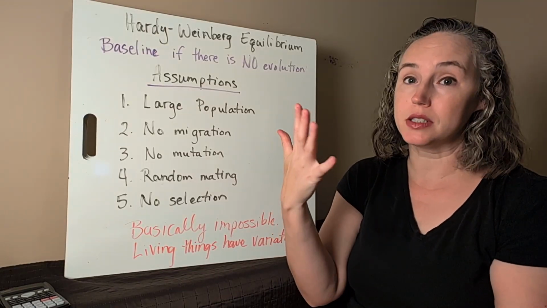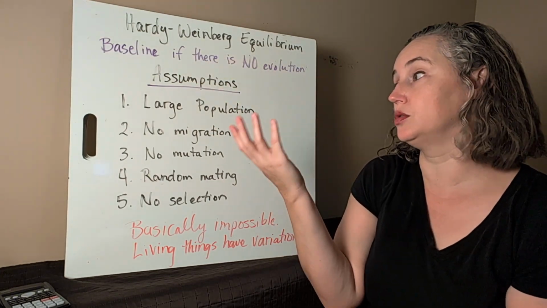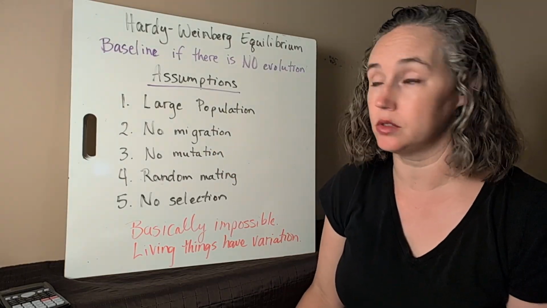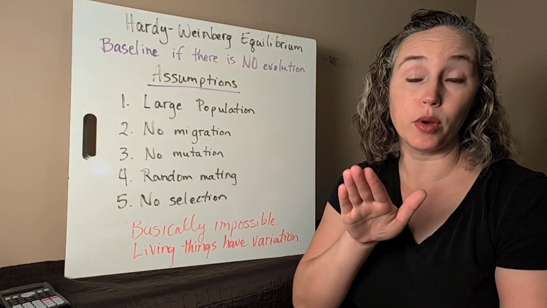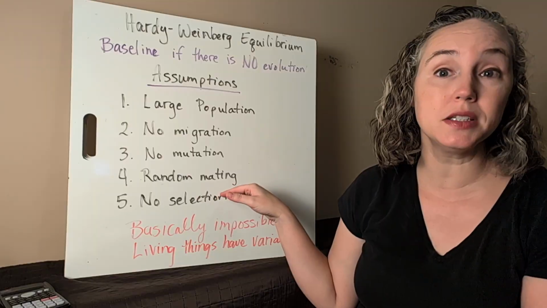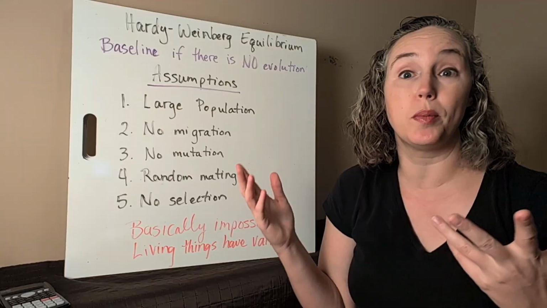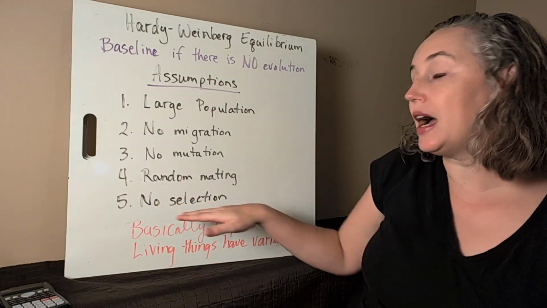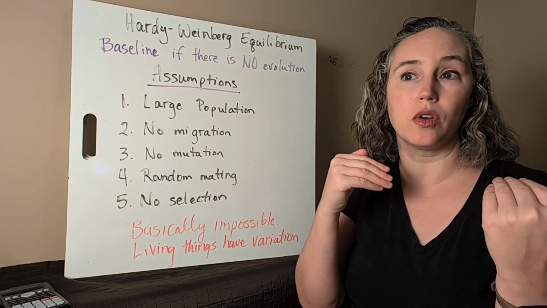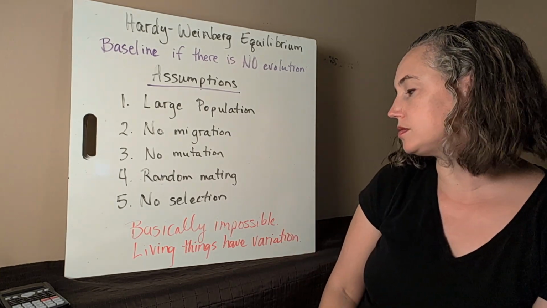So we have 5 assumptions that must be true for Hardy-Weinberg equilibrium to be established. 1, we need a large population. 2, no migration. 3, no mutation. 4, random mating, meaning no individual's more attractive or has more reproductive success than the other. And 5, no selection. So no trait gives a greater chance at being successful in survival and reproduction.